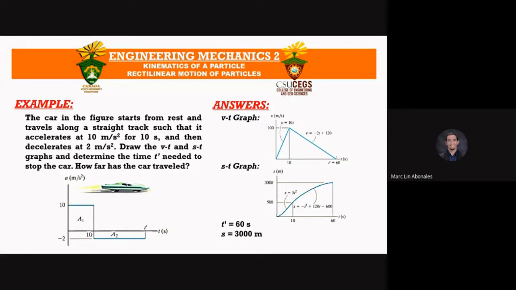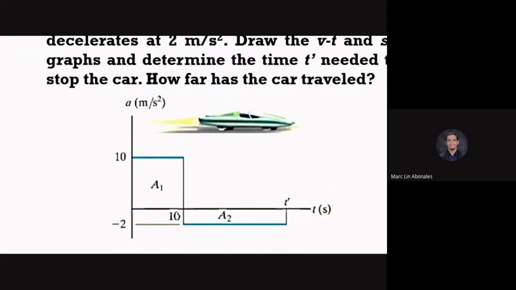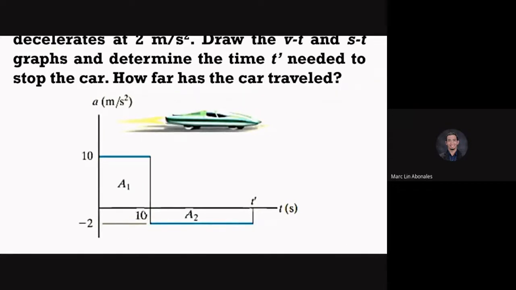And afterwards, it decelerates at 2 meters per second squared. So from 10 to an unknown final time, which is t prime, it is 2 meters per second squared, negative because it is deceleration. So what we need to do is construct the VT and ST graphs and determine the time t prime needed to stop the car. And afterwards, since we construct the ST graph, we can see how far the car has traveled.